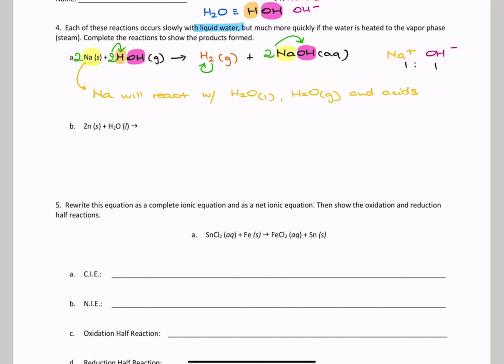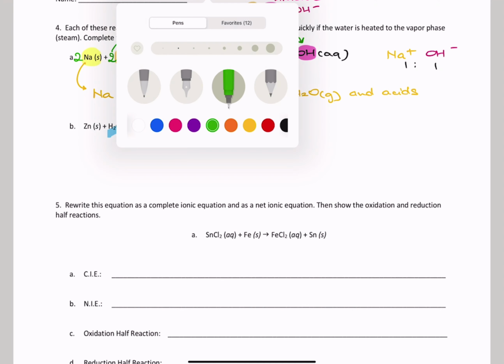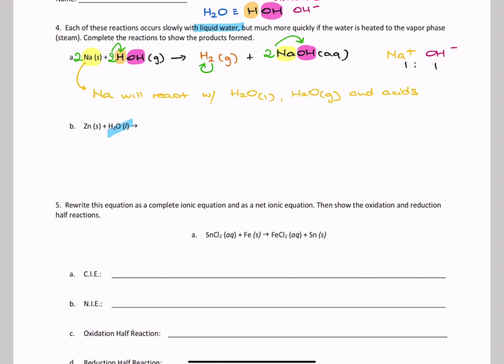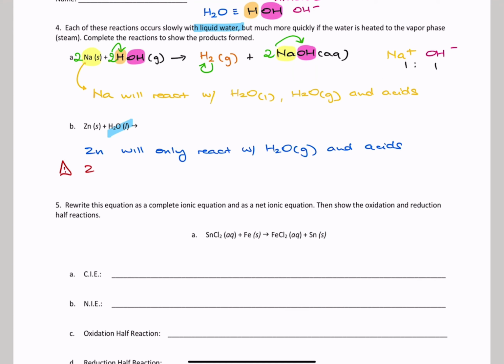Then zinc solid plus liquid water. So here, this is liquid water. And what I want you to know, if you look in your textbooks, is that zinc will only react with water vapor, with steam, okay, and acids. But be careful. Zinc will not react with H2O liquid. And you have a table of the reactivities with water and acid in your textbook.